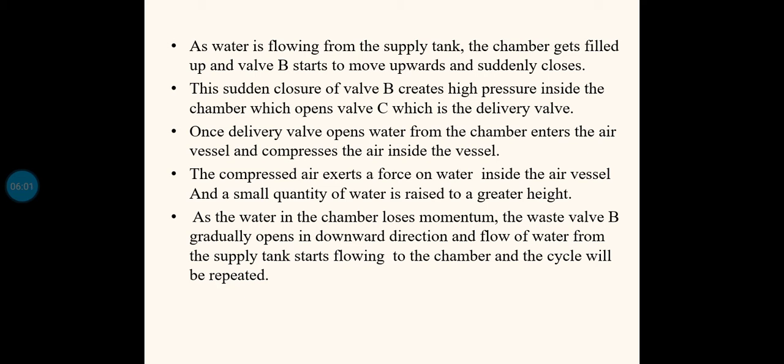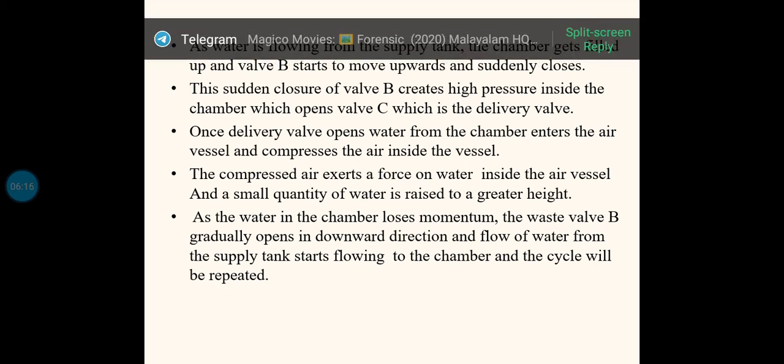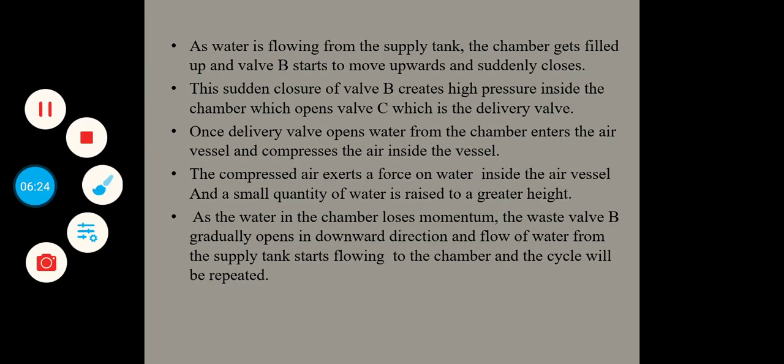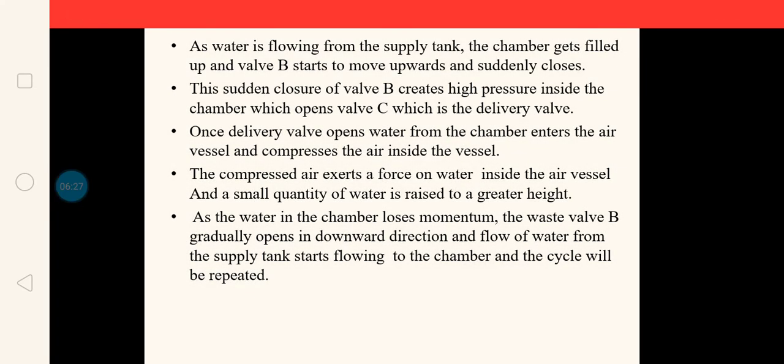So once the delivery valve opens, the water from the chamber enters the air vessel and compresses the air inside the vessel. The compressed air exerts a force on the water inside the air vessel, and a small quantity of water is raised to a greater height. As the water in the chamber loses momentum, the waste valve B gradually opens in downward direction, and water from the supply tank starts flowing to the chamber, and the cycle will be repeated. This is the working of the hydraulic ram.